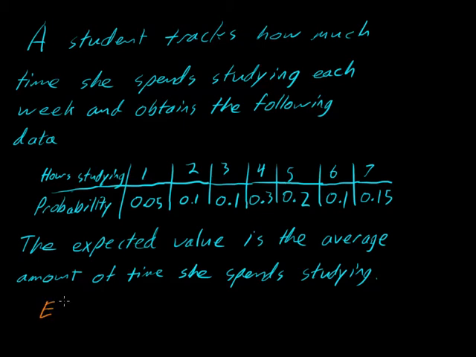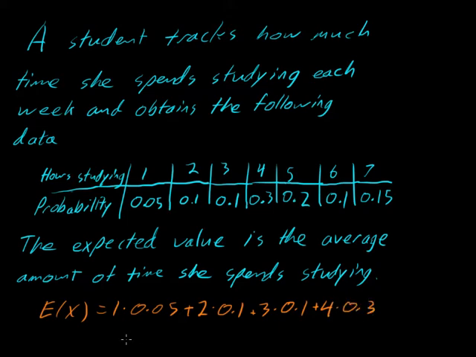And so the expected value for this would be 1 times 0.05 plus 2 times 0.1, 3 times 0.1, 4 times 0.3, 5 times 0.2, 6 times 0.1, and then 7 times 0.15. And when I put that in my calculator, I end up getting 4.4. So this means on average, the student spends 4.4 hours studying each week.